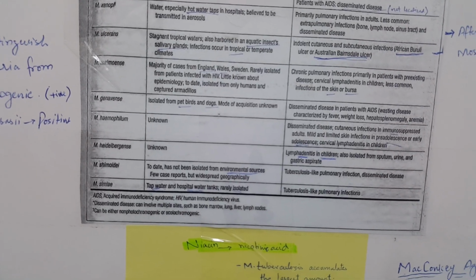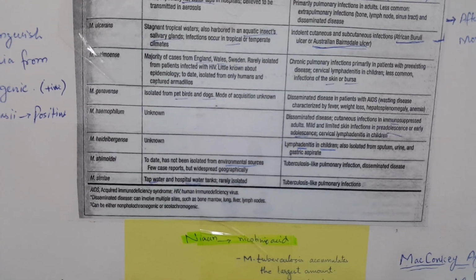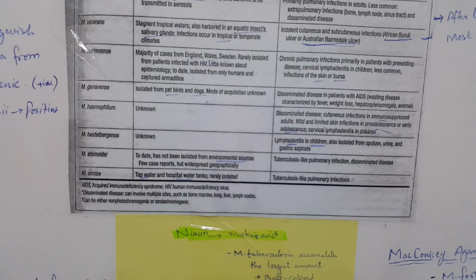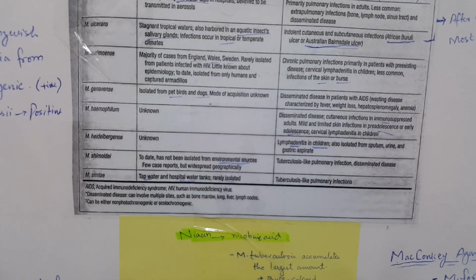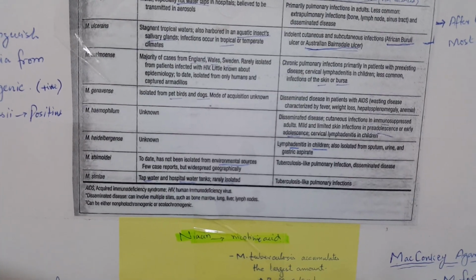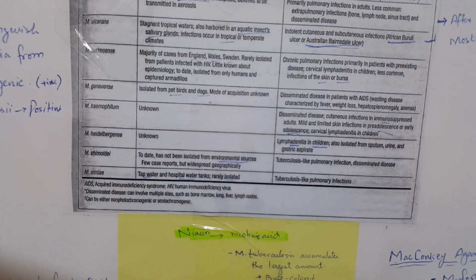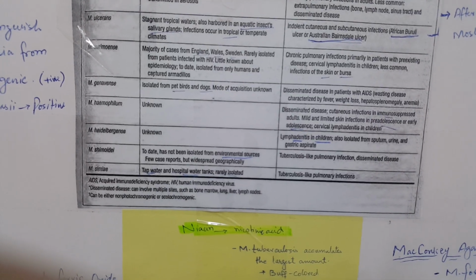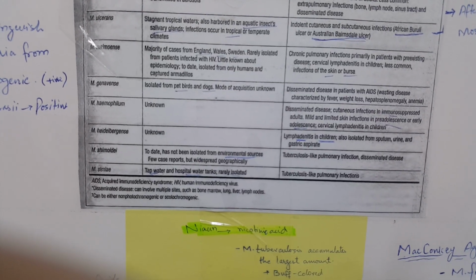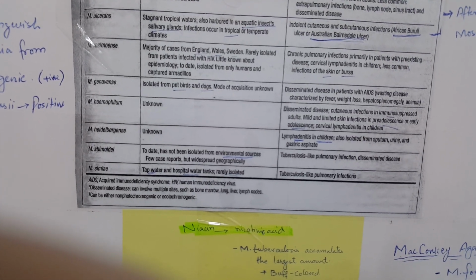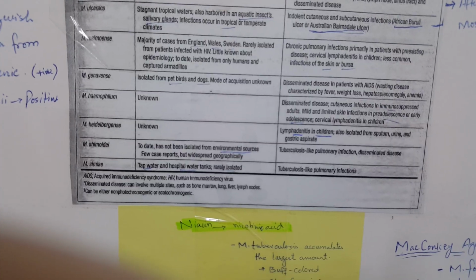M. genavense is isolated from pet birds and dogs. The mode of acquisition is unknown. Disseminated disease occurs both in HIV and non-HIV patients. M. haemophilum's epidemiology is unknown. It causes disseminated disease in immunocompromised patients, and is mostly seen in pre-adolescence or early adolescence, or as cervical lymphadenitis in children.